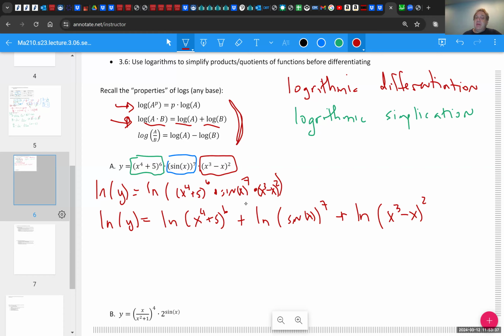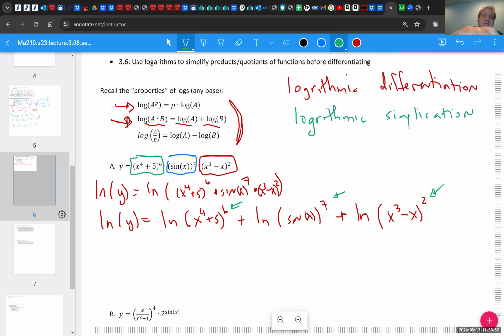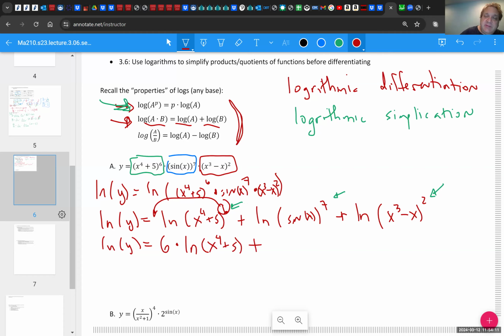I could do even better than that because each of these log things have an exponent. There's an exponent of 6, there's an exponent of 7, and here's another exponent. And once again, logs are very, very good at simplifying exponents. In fact, the argument raised to an exponent, the exponent just becomes a coefficient out in front. So I get ln of y. This 6 is going to come down in front: 6 times ln of x to the fourth plus 5. And then I'll bring the 7 down.